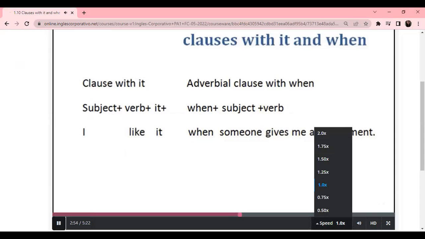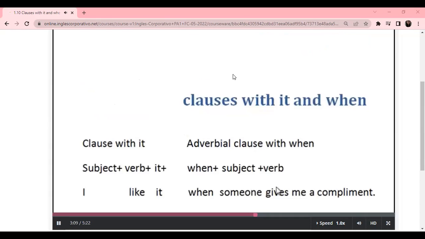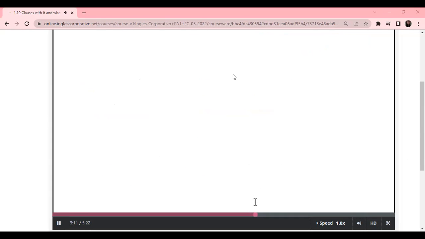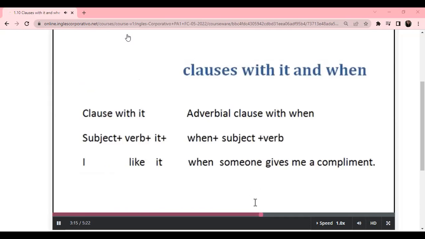As you can see, the first part of the sentence is the subject plus the verb and "it": I like it. And then the second part of that sentence is "when someone gives me a compliment." If we quickly look at our vocabulary here, the idea is that this could be something that is true for you, or something that is not true for you. So we want to express the things that you like, things that you don't like, things that you might be neutral about.